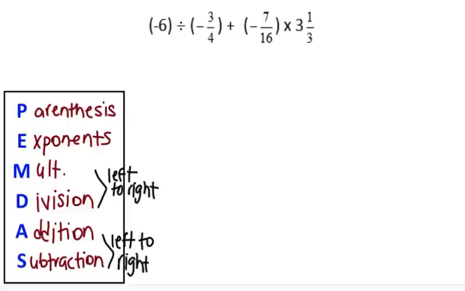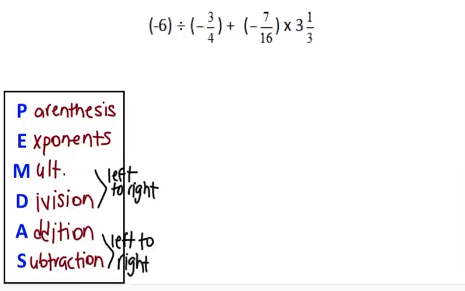Now, let's look at a problem that involves order of operations in rational numbers. I'm going to use PEMDAS to help me solve. I look for parentheses. I see I have 3 sets of parentheses, however, there are no operations to complete in the parentheses. Exponents. I do not see any exponents, so I can move on.